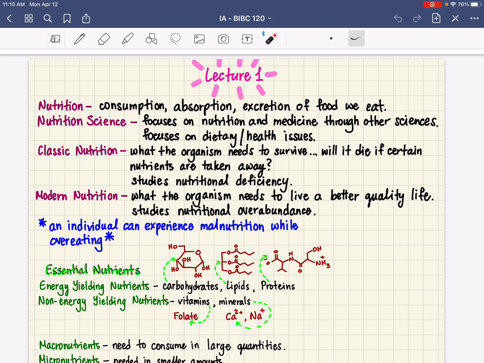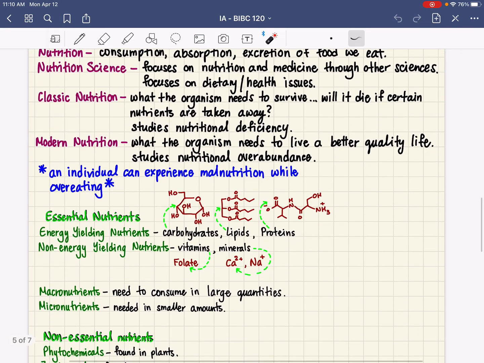In other words, you can think of classic nutrition as the study of nutritional deficiency. There are many diseases where, because of nutritional deficiency, there's an illness. However, in modern nutrition, we focus on nutritional overabundance. Maybe eating too much of a certain food, let's say a certain fast food, is giving us a bad quality of life. So hopefully you can see the difference between classic and modern nutrition.